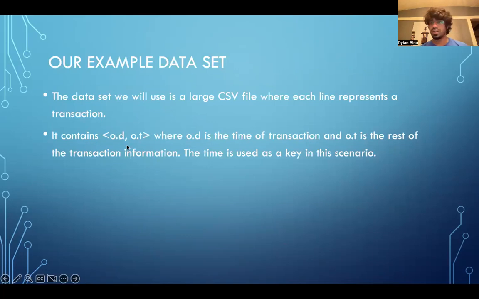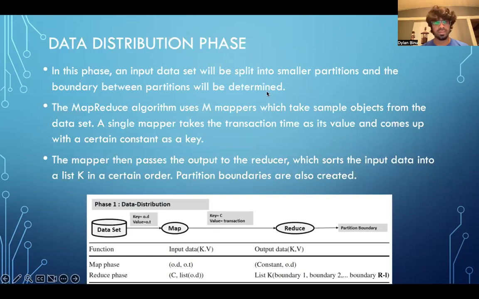So the OD, the transaction time, acts as a unique identifier in this case because you can't have two transactions that took place exactly at the same time, exactly the same millisecond. So it almost acts like a primary key. So we first look at the data distribution phase, which is the first phase of this algorithm.